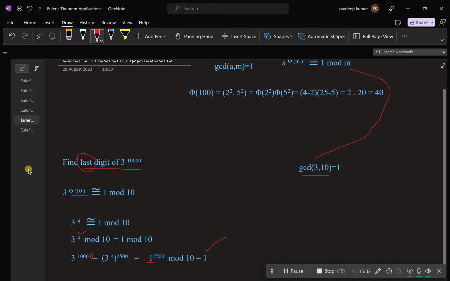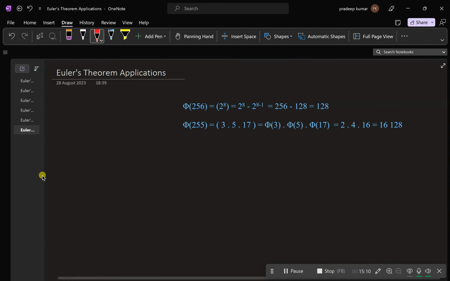In the exam they might ask the question in a different way. Sometimes, instead of asking the last digit or last 2 digits, they'll directly ask you to find the value of phi. For example, what is the value of phi of 256? I can write 256 like this: 2 to the power of 8, isn't it? So 2 to the power of 8 is 256.